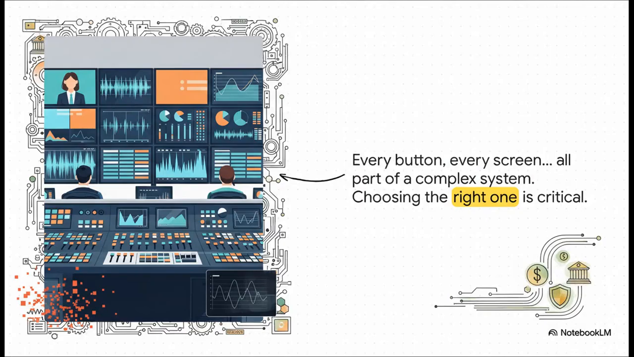Just take a look at this. Every single button, every screen, it's all powered by one single, incredibly complex automation system. And choosing the right one, well, that is a super high-stakes decision. A mistake here isn't just some small inconvenience, it can literally mean going off the air. And that directly impacts your revenue, your reputation, and even your regulatory standing.